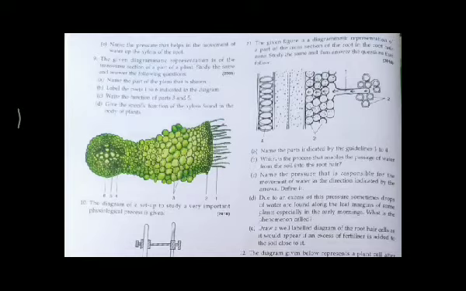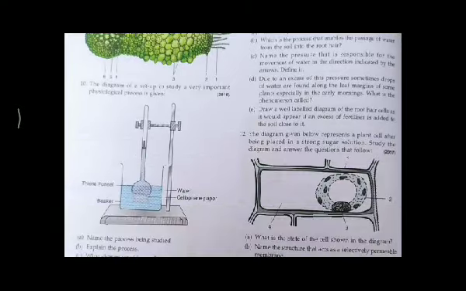Now segment D of question number 9 is asking: give the specific function of xylem found in the body of a plant. Its answer is transportation of water and minerals from roots to different parts of plants. Those are all the answers of question number 9.